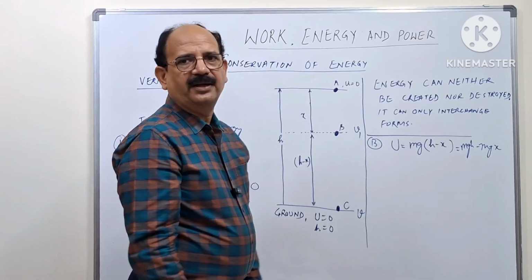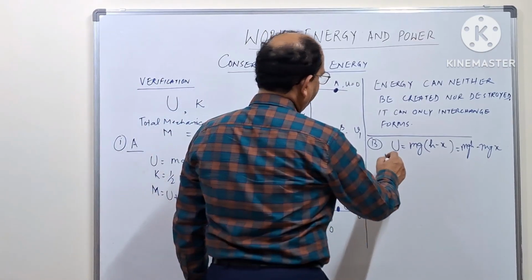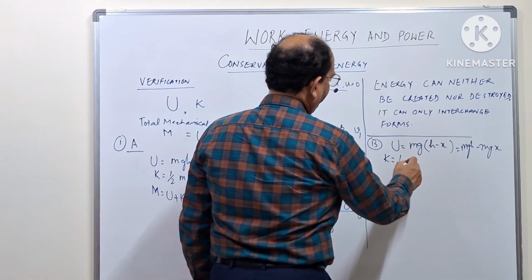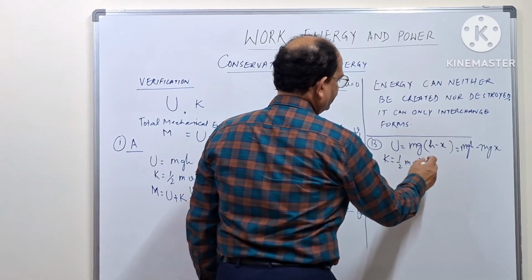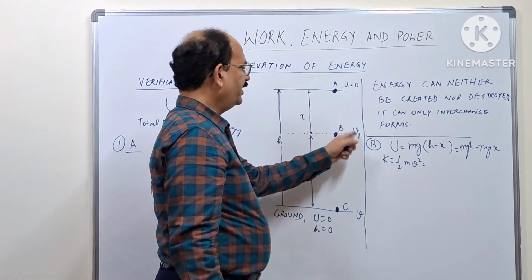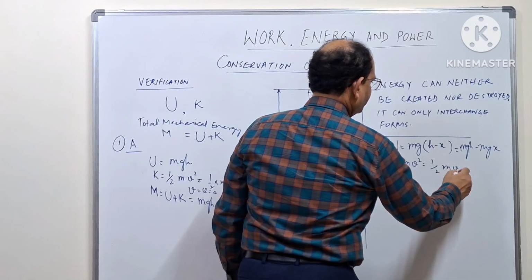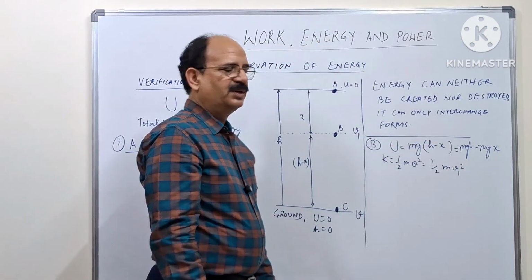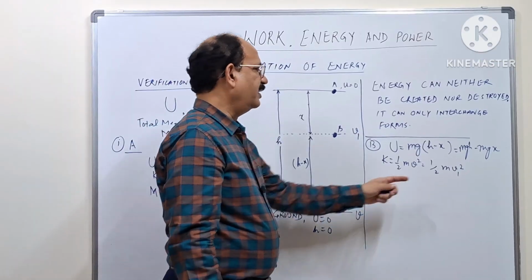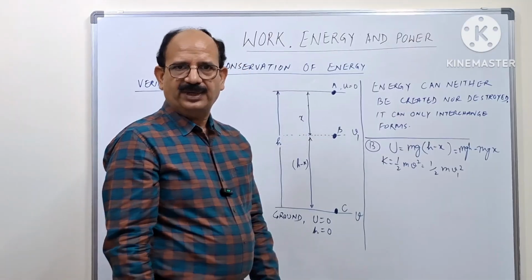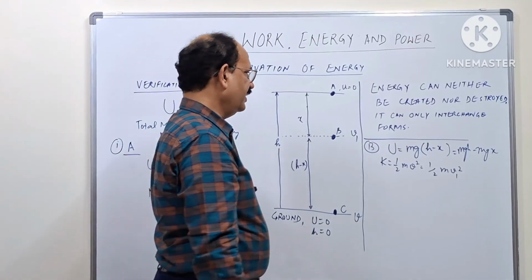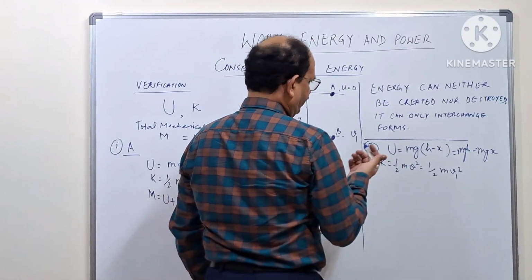What about kinetic energy? Kinetic energy, we know that it is equal to half of m times velocity square. At this point the velocity is v1, therefore it will be half m times v1 square. So to find the value of the kinetic energy, we need to know what is v1 or v1 square. So let us find that out. That we can find with the equation of motion.